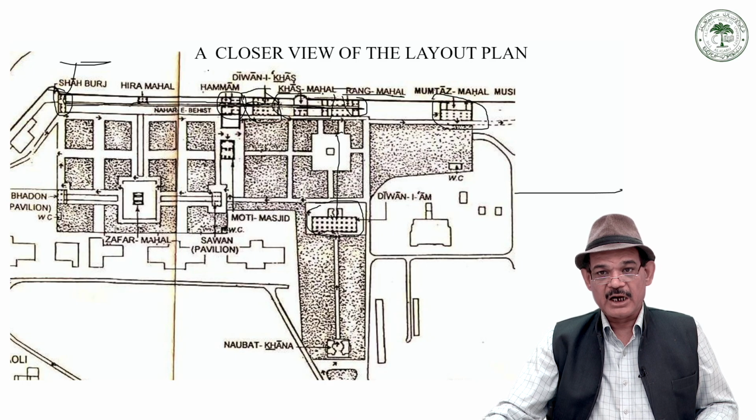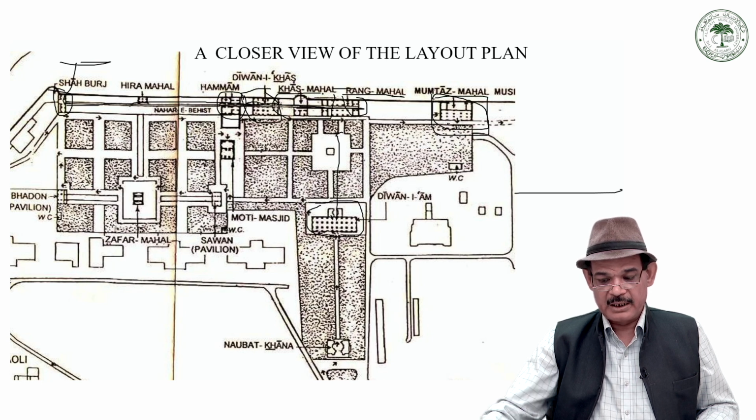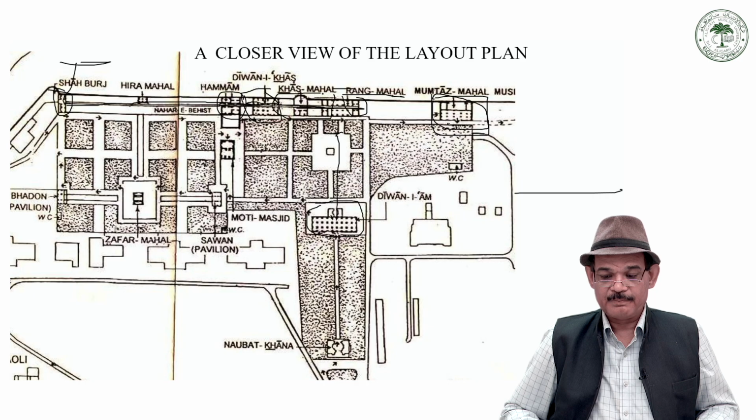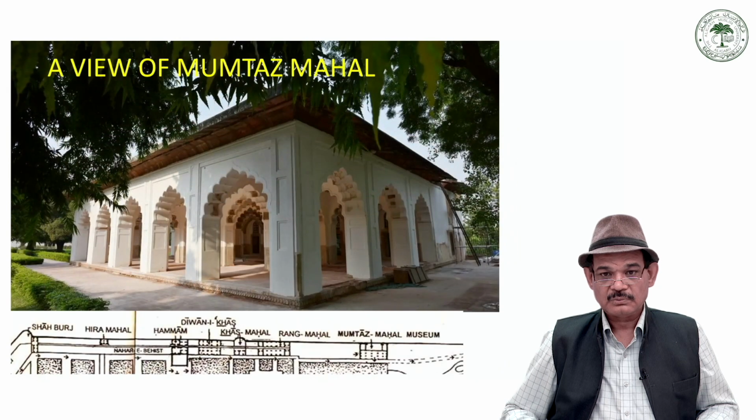Now I started from the southeast corner, and the first palace on the southeast corner is known as Mumtaz Mahal. This palace is built.